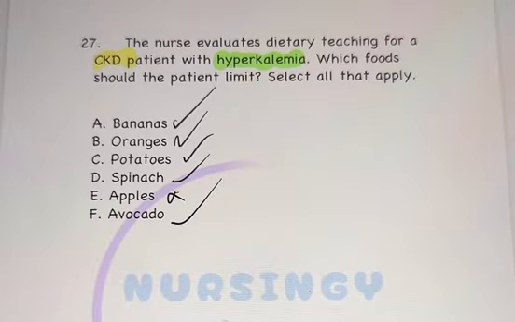Okay, so accept apple, everything. So apple is recommended as a safe fruit. Yeah, green leafy vegetables, mostly all the electrolytes. Nice. Okay, let's move to question number 28.